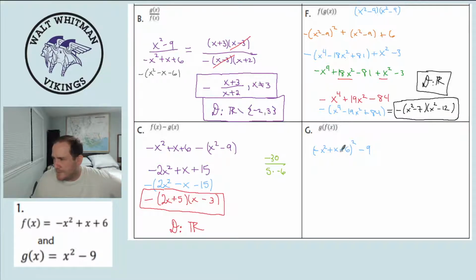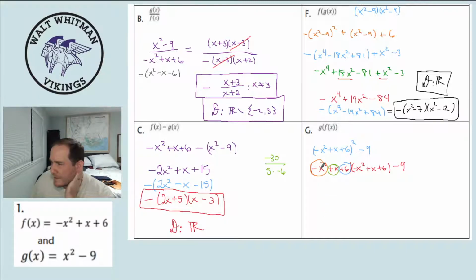So expanding this will be kind of a pain. We'll have 3 terms times 3 terms, but it's doable if you take it slow. Negative x squared plus x plus 6 is getting multiplied by negative x squared plus x plus 6. And don't forget there's a minus 9 on the end. So now, like I said, you're going to take this first term, distribute it through. Then you're going to take this second term and distribute it through. Then you're going to take this third term and distribute it through. We're going to end up with 9 terms by the time we're done. But no big deal. We can do it.